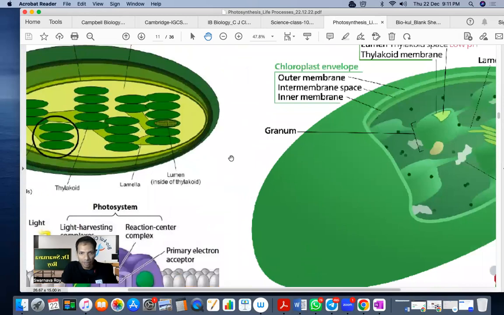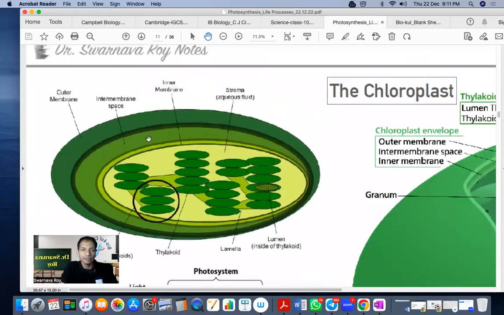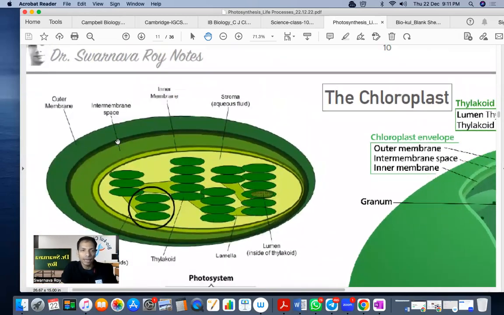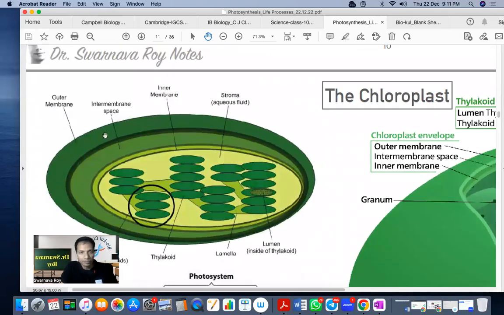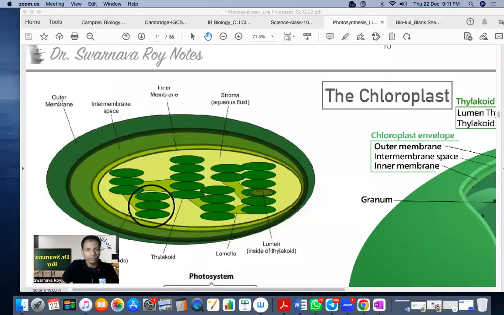Let's just magnify this, and we can see the chloroplast has an outer membrane and an inner membrane. So let's just point out. This is the outer membrane. The chloroplast is an organelle which has two kinds of membranes, the outer membrane and the inner membrane. So this is the inner membrane. This is the outer membrane. Between the two membranes, we have this intermembrane space.